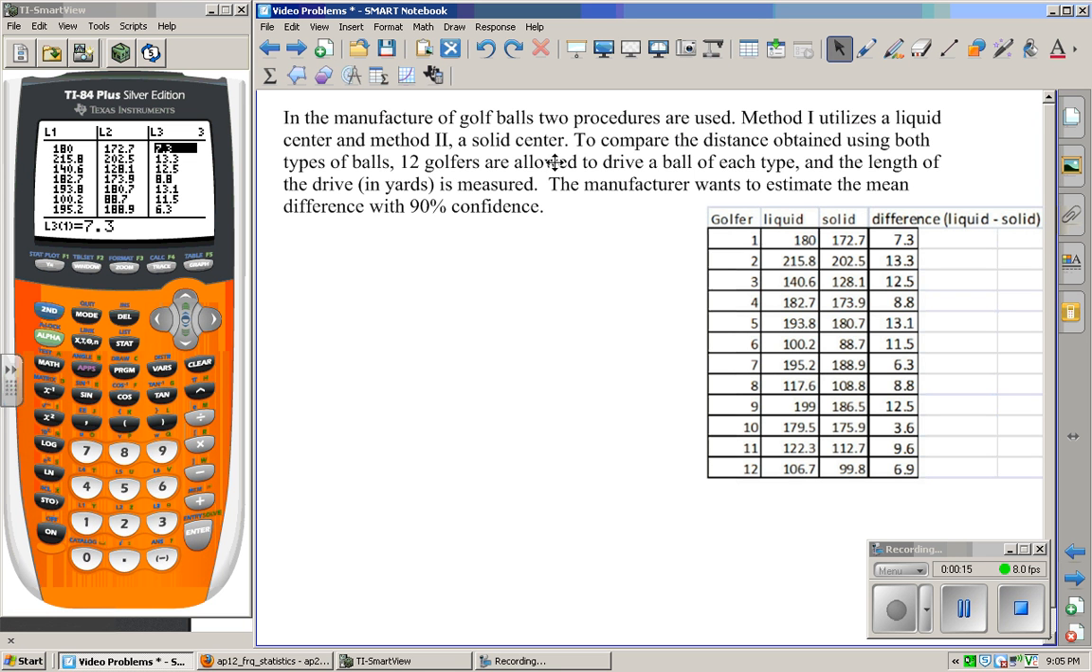To compare the distance obtained using both types of balls, 12 golfers are allowed to drive a ball of each type, and the length of the drive in yards is measured. The manufacturer wants to estimate the mean difference with a 90% confidence.